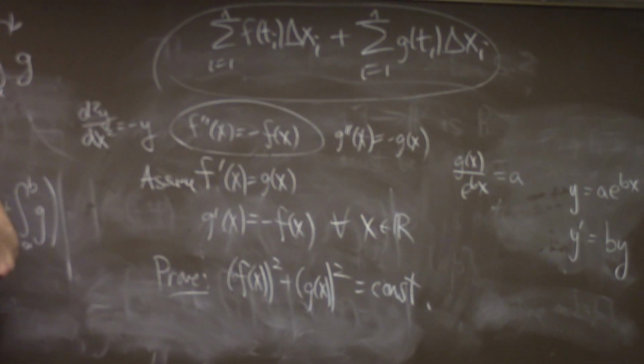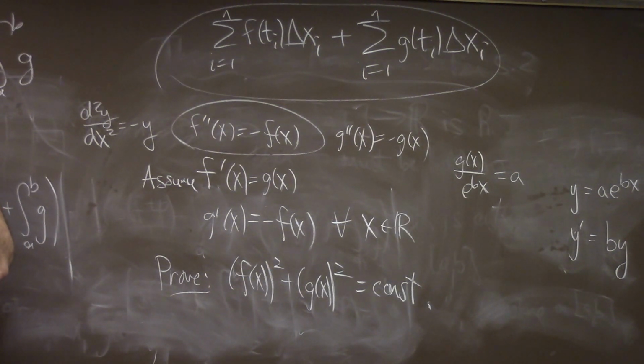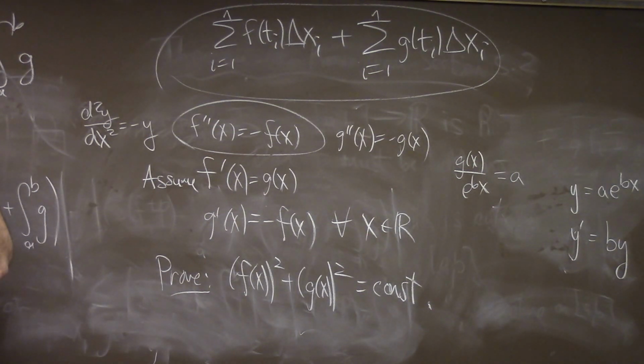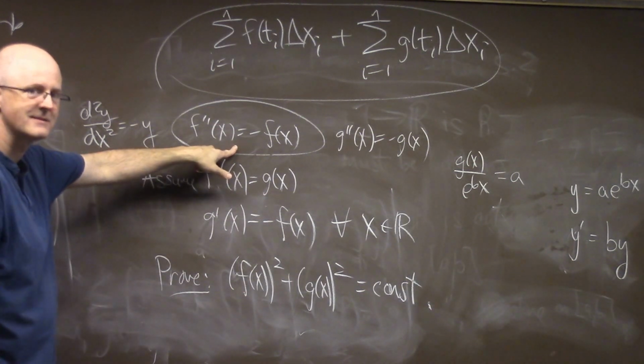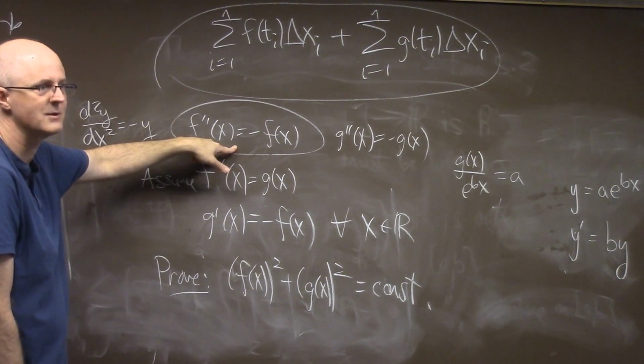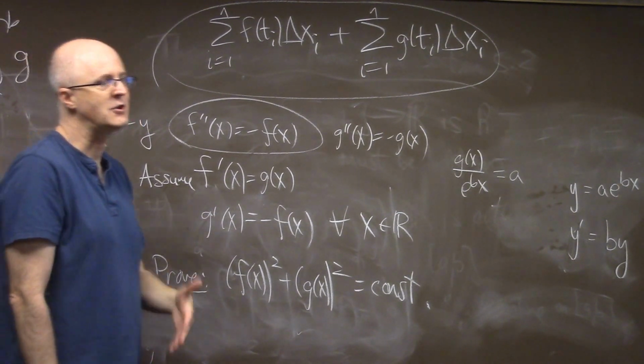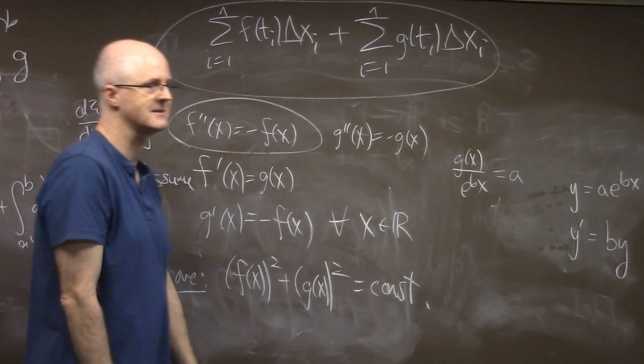What do you think f and g might be? Sine and cosine perhaps, or maybe multiples of sine and cosine. Second derivative of sine is the negative sine. Second derivative of cosine is negative cosine. It could be 2 sine x and 2 cosine x as well.